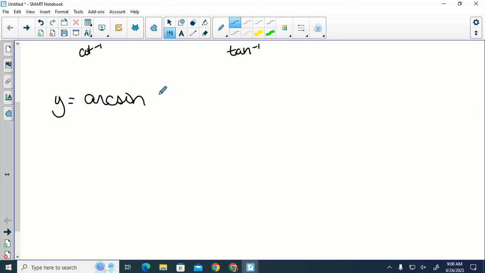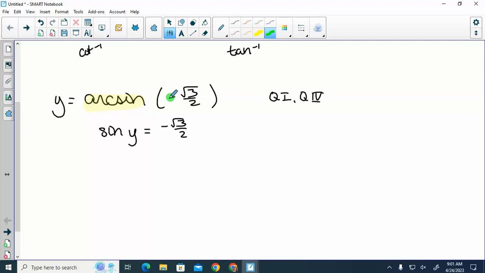So if, for instance, I said, give me y equals arc sine of negative radical 3 over 2. That's the same as sine inverse of negative radical 3 over 2 equals y. This just means give me the angle when sine is negative radical 3 over 2. Because it says arc sine, that means sine inverse, so you know it can only be quadrants 1 and 4. Since it's negative, we're going in quadrant 4.